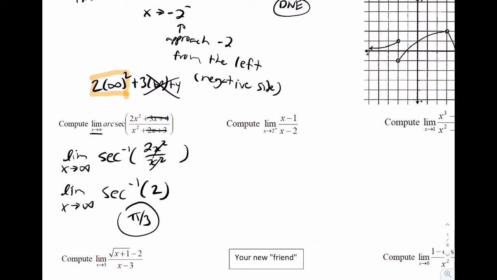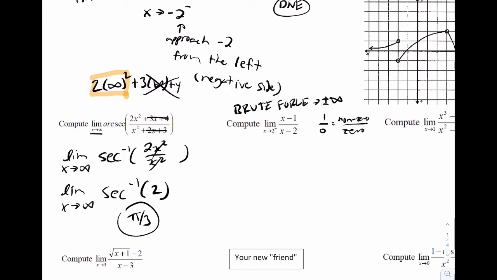Next one. Compute the limit as x approaches 2 from the right of x minus 1 over x minus 2. Now, you might remember this. We call this the brute force method. And notice a couple things here. If you plug in 2, we get 1 over 0, meaning you have a non-zero over 0. In this case, when you use brute force, the limit is going to become plus or minus infinity, one of those things. We just got to figure out which one.